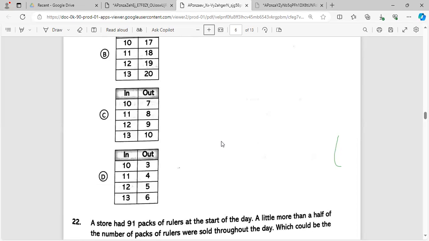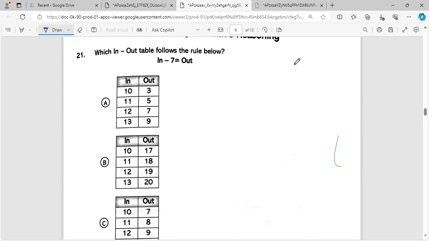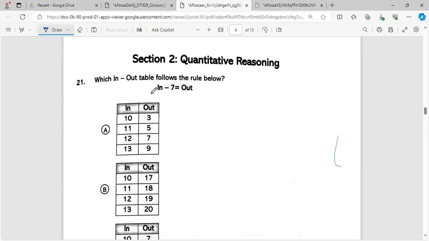Sir, I'm saying D now. I got my answer. What's your answer? D, because when you subtract 7 from 10, that's 3, and 7 from 11 is 4. And 12 take away 7 is 5, and 13 take away 7 is 6. Remember, in order to get out, we basically subtract 7 from in. So that's the rule, right? So you have to look at the key part.